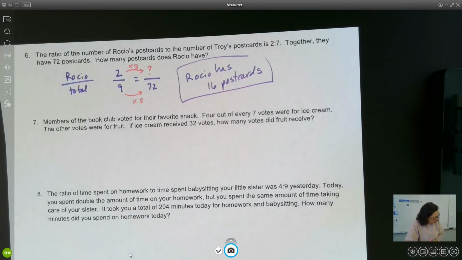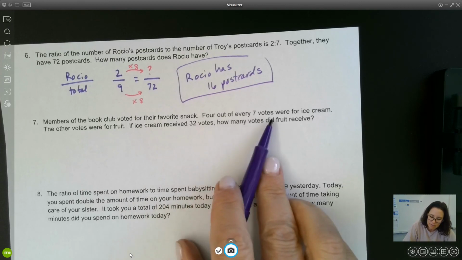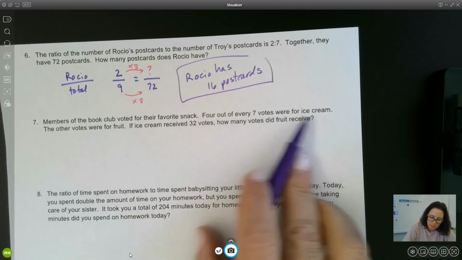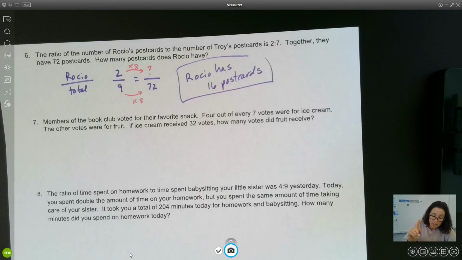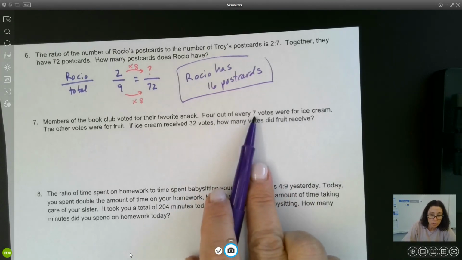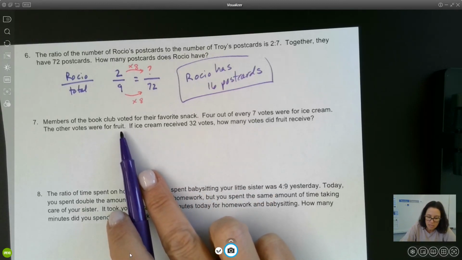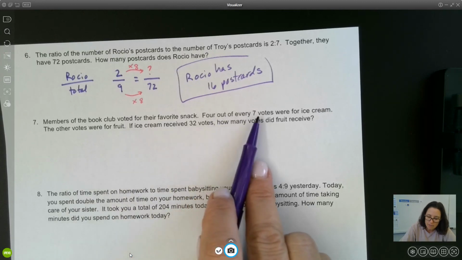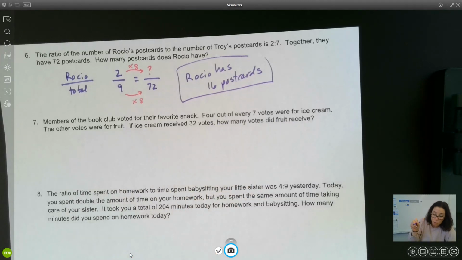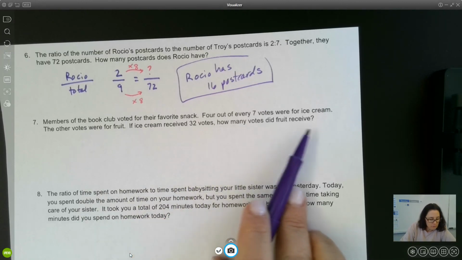Okay, members of the book club voted for their favorite snack. 4 out of every 7 votes were for ice cream. The others were for fruit. Okay, be very careful. 4 is ice cream, 7 is total. That means 3 are for fruit. Let me say that again. 4 out of 7 were for ice cream. 4 goes to ice cream, 7 total, 3 then goes for fruit. If ice cream received 32 votes, how many votes did fruit receive?